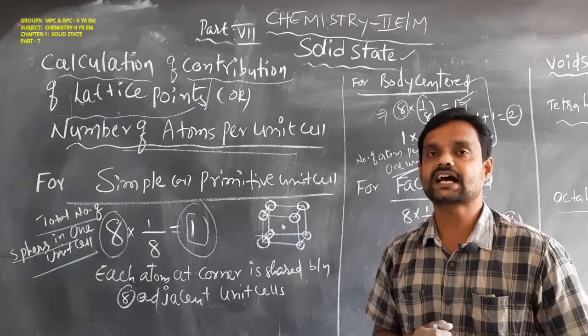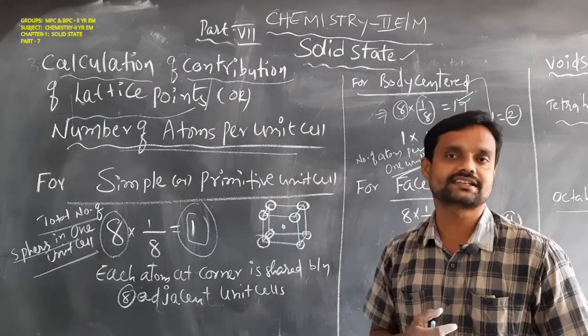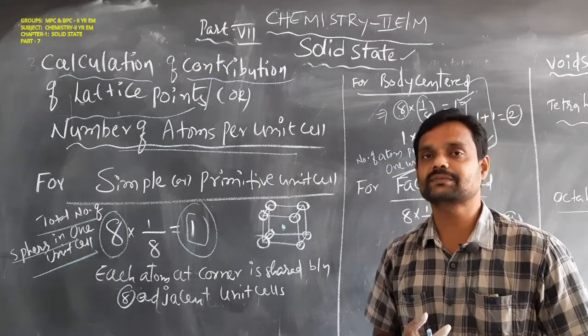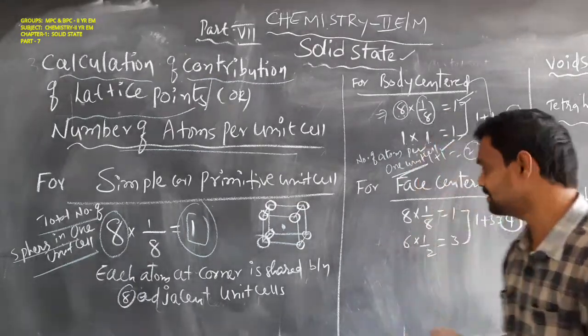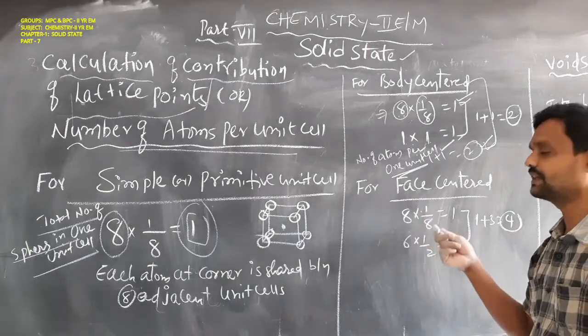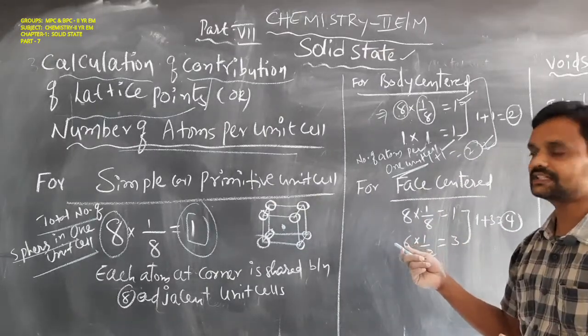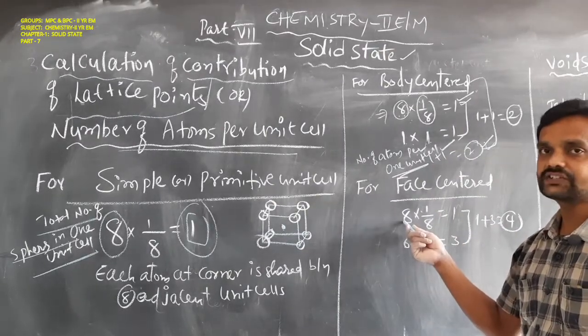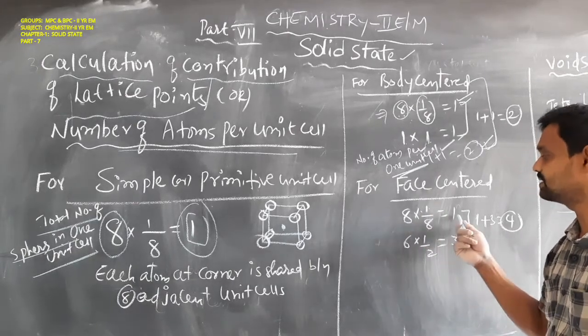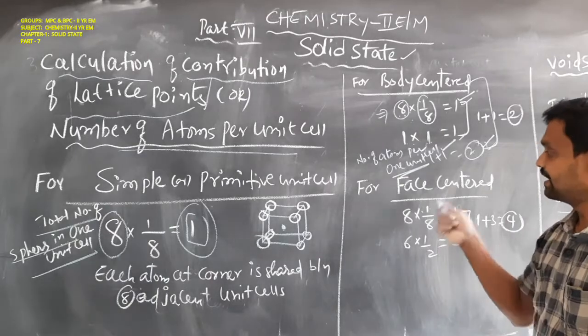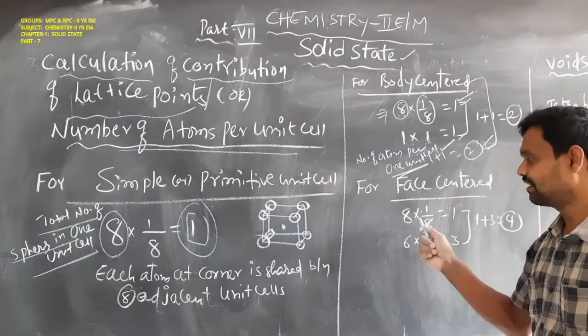Face centered means the atoms are present at 8 corners, and also the atoms are present at 6 faces. Okay students? Then simple process. 8 into 1 by 8, because atoms are present at 8 corners, and each unit cell's contribution is 1 by 8. So 8 into 1 by 8 is equal to 1. And face centered means extra.